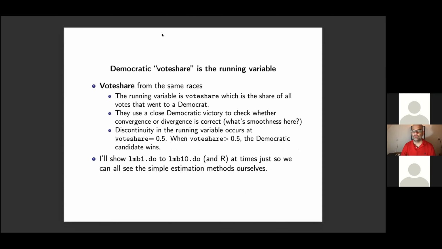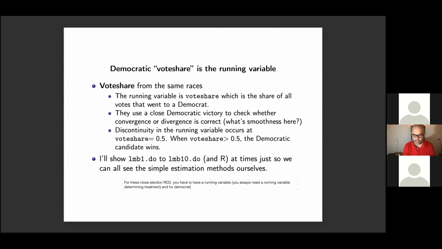Vote share. Remember, we needed outcomes and we needed a running variable. For these close election RDD studies, you always need a running variable, a running variable determining treatment. You have to have a running variable.